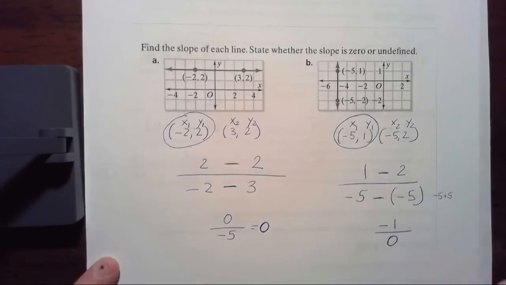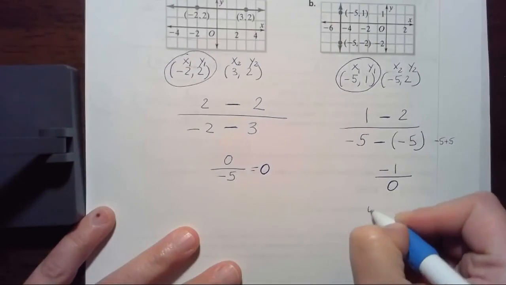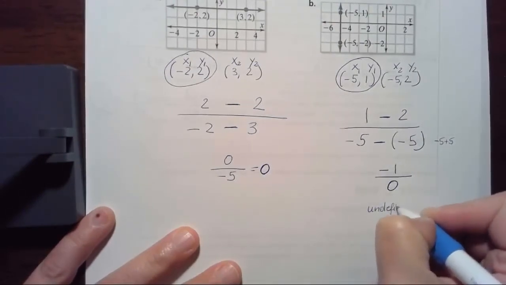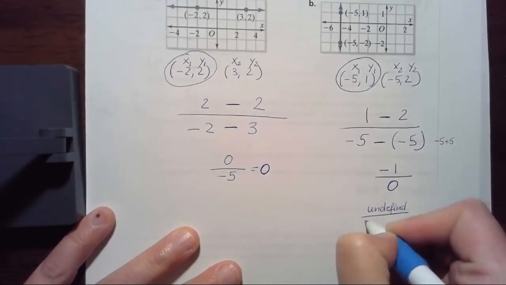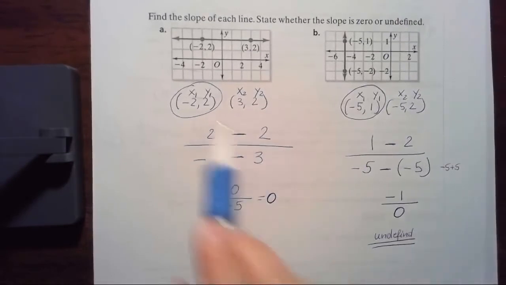Okay, so look what I'm doing. I'm dividing by 0. If you remember from other math classes, that's something we call undefined. We cannot divide by 0. It's undefined. So here is my conclusion. Any horizontal line will have a slope equal to 0. Any vertical line will have a slope called undefined. Please write it in your notes because that's important information, and we'll talk about it on Monday.